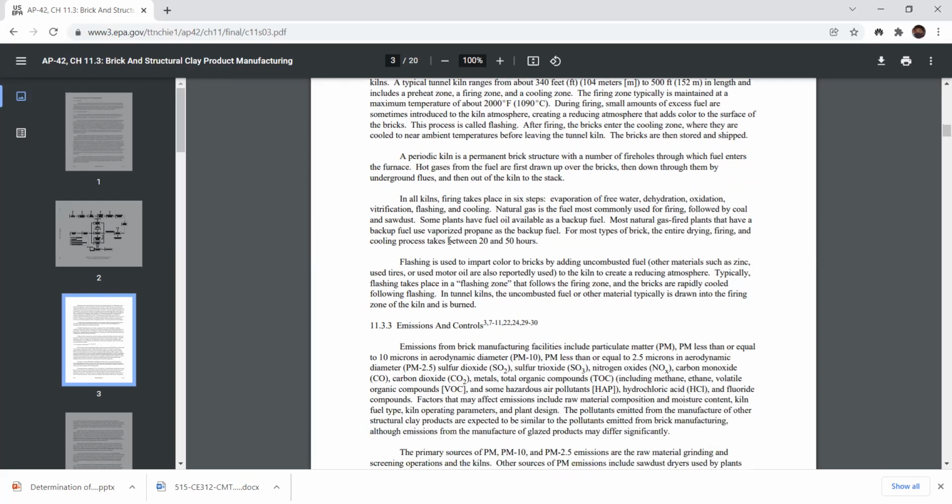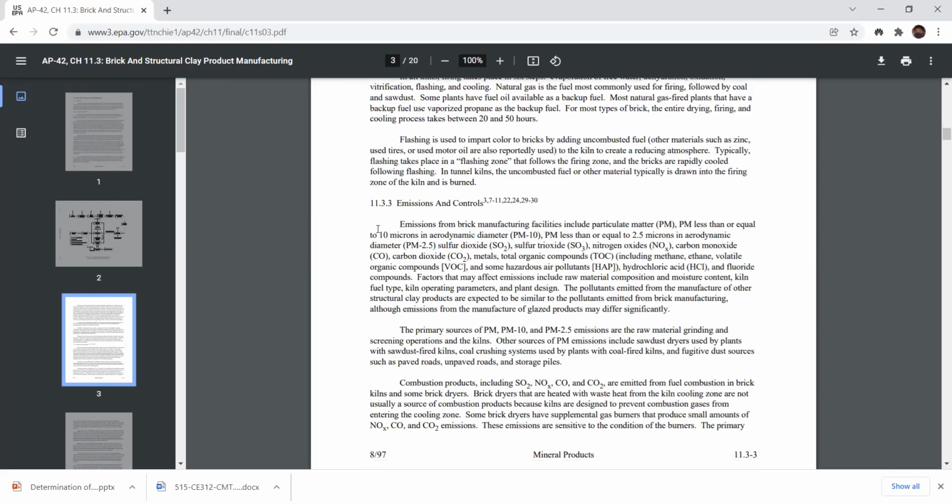In all kilns, firing takes place in six steps: evaporation of water, dehydration, oxidation, vitrification, flashing, and cooling. Natural gas is the fuel most commonly used for firing, followed by coal and sawdust. Some plants have fuel oil available as a backup fuel. Most natural gas fired plants that have a backup fuel use vaporized propane as the backup fuel. For most types of brick, the entire drying, firing, and cooling process takes between 20 and 50 hours.